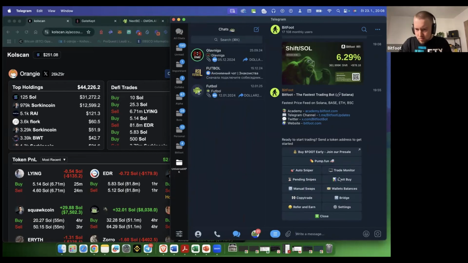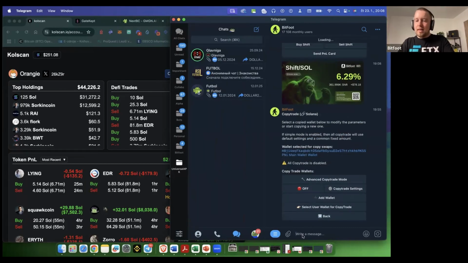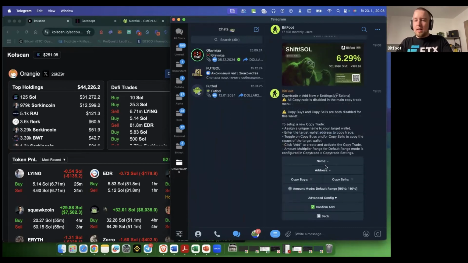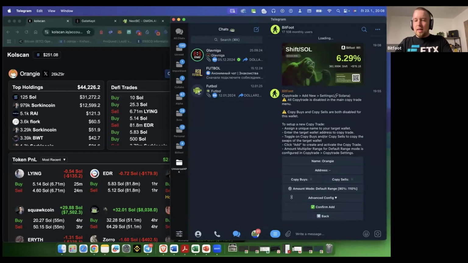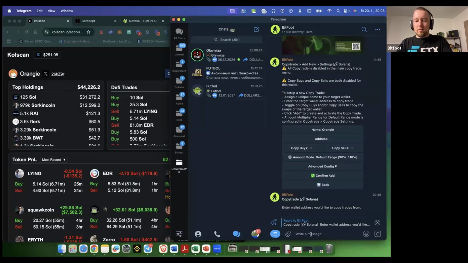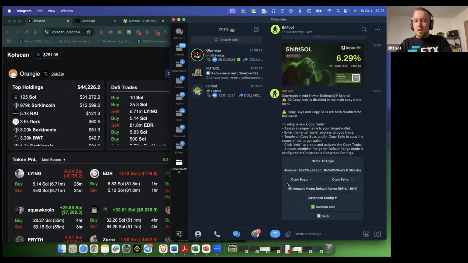Where is it? Copy trade. Sorry. Then you can add the wallet, and then you can name it. Let's name it Orangey, and then you paste in the address. Then you can enable copy buys and then copy sells.